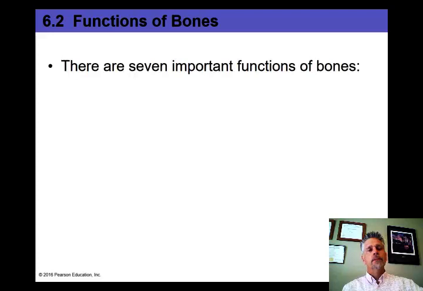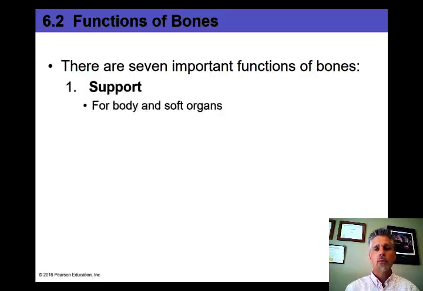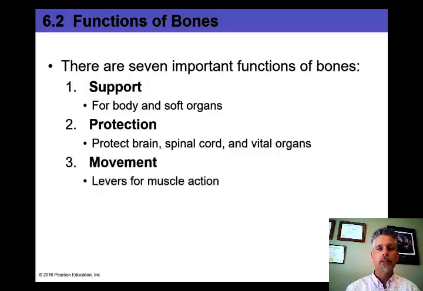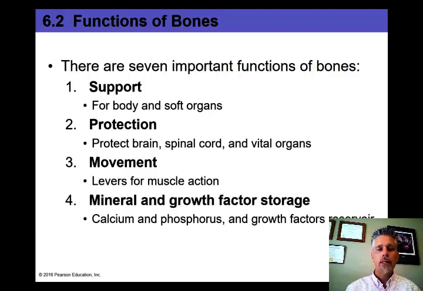So, let's start out then with what's the function of these bones, these organs that contribute to this organ system. Seven important functions of bones. We've got support, like we said. We've got protection. We've got movement. And then we have mineral and growth factor storage. So everybody knows that, we got to have calcium for the bones. We talked about vitamin D coming from the skin in the last chapter, helping us to absorb calcium in the intestine to put it into the bones.